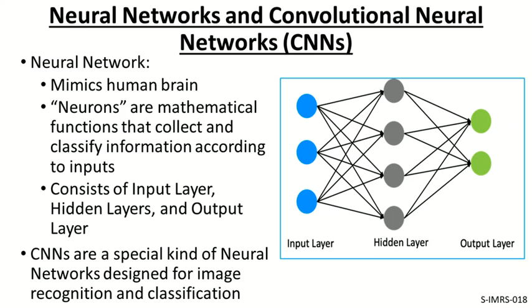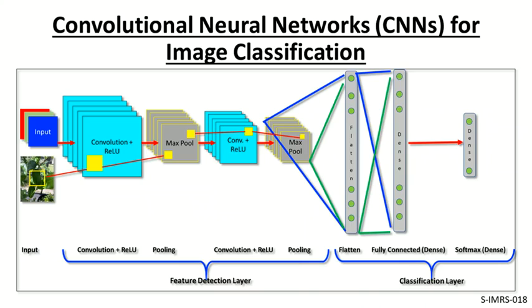Convolutional neural networks, or CNNs, are a special kind of neural network that are meant to be used for recognizing and classifying images and videos. In a typical CNN model, there are two types of hidden layers: feature detection layers and classification layers. The feature detection layer is composed of convolution, pooling, and rectified linear unit layers.